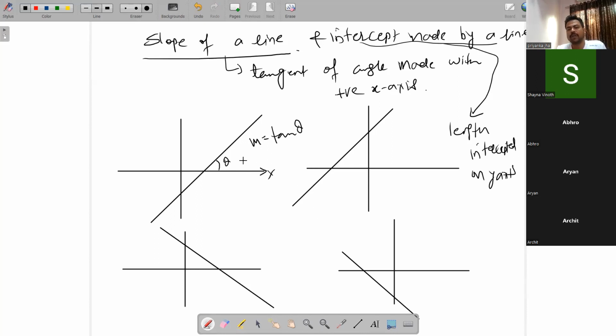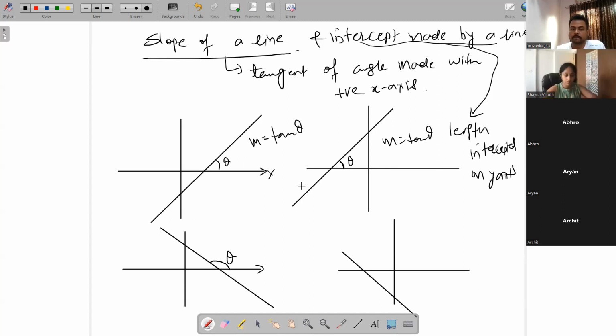Now you can see that in this case and this case, here also, this is the angle made with the positive x-axis. So again, tan of this angle is the slope of this line. Here, this angle will be the angle made with the positive x-axis from the positive side of the x-axis. So tan of this angle is slope. Here also, this is the angle made with the positive x-axis. So tan of this.